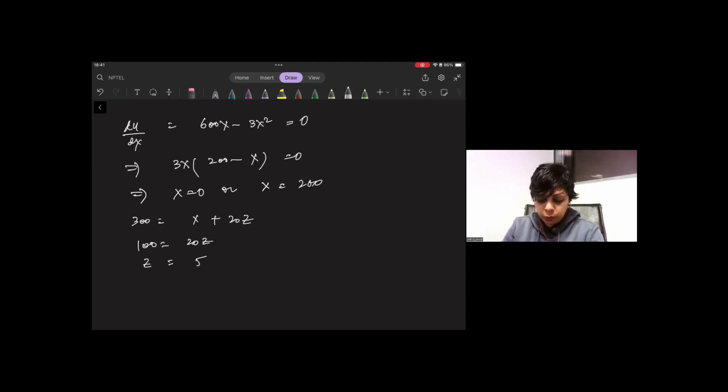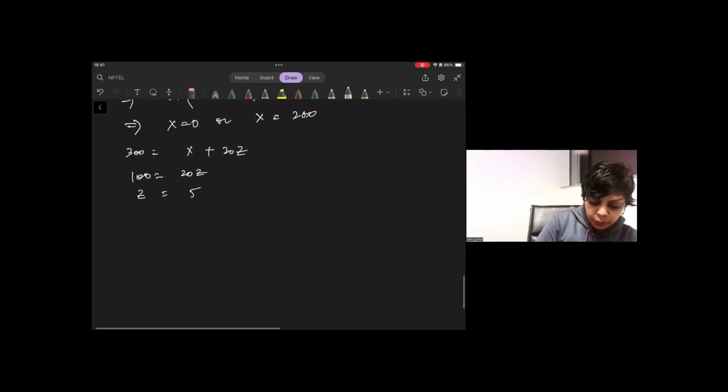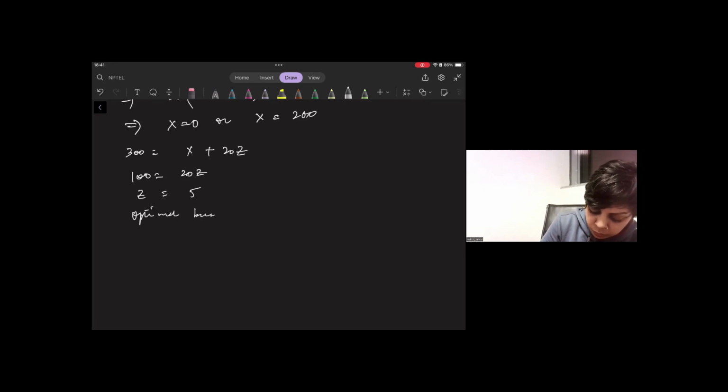Very simple, straightforward method, which works if the functions are not complicated. If the functions are a bit complicated, yeah, you may struggle a little bit. You can still use it, but it's maybe a little bit more time consuming. So what we get is the optimal bundle of x comma z is equal to 200 comma 5.